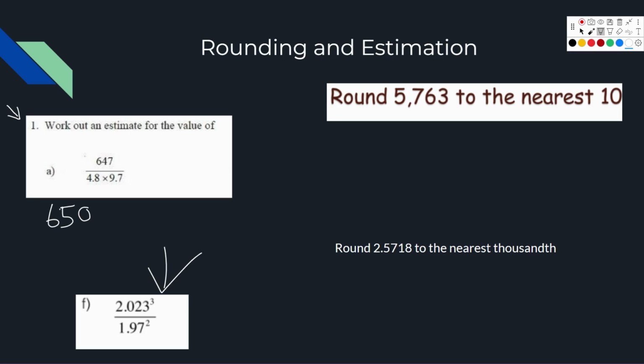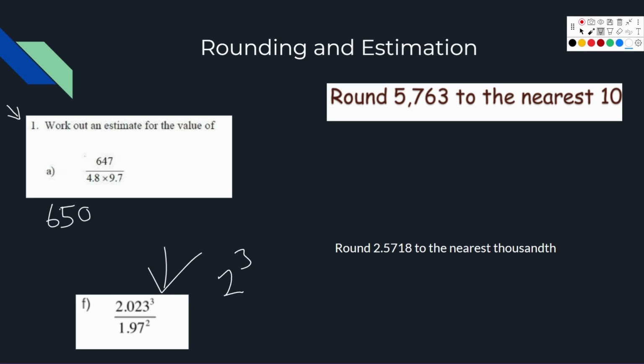2.023 cubed, divided by 1.97 squared. Well, we are obviously not going to be able to find the exact answer without a calculator, so we just look at the number 2.023. Since we're cubing it, it probably makes sense to round it to a whole number, which 2 is not too far off from 2.023. So we're going to round that up.